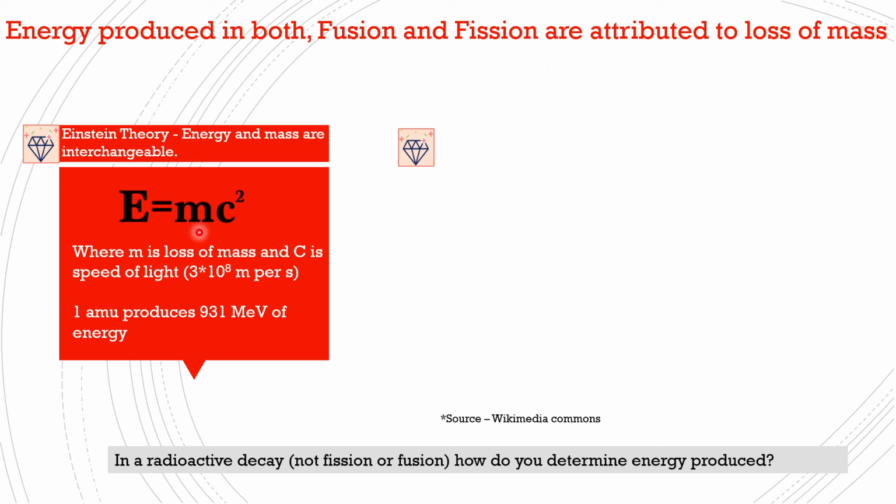Whether it is nuclear fission or nuclear fusion, if you figure out what exactly is the loss of mass, you can apply this formula to derive the energy produced. C here is the constant, which is the speed of light, 3 into 10 raised to power 8. And just a fact to note, 1 AMU produces 931 MeV of energy. MeV is the unit, million electron volt. You can express the energy in joules also, but in most of the fission, fusion, and radioactivity, this is the unit that is used.